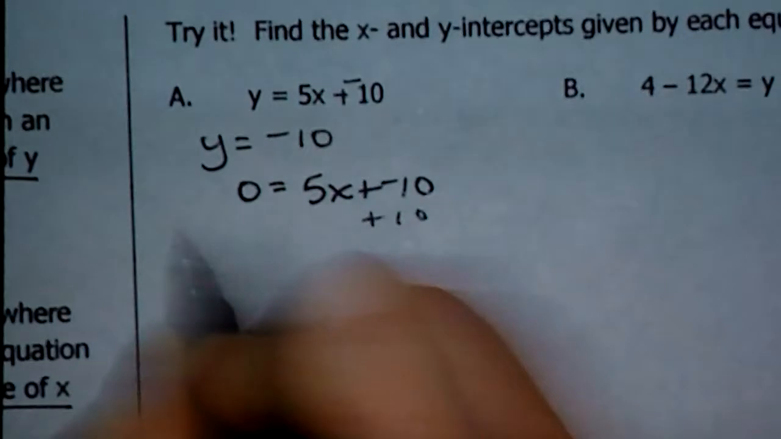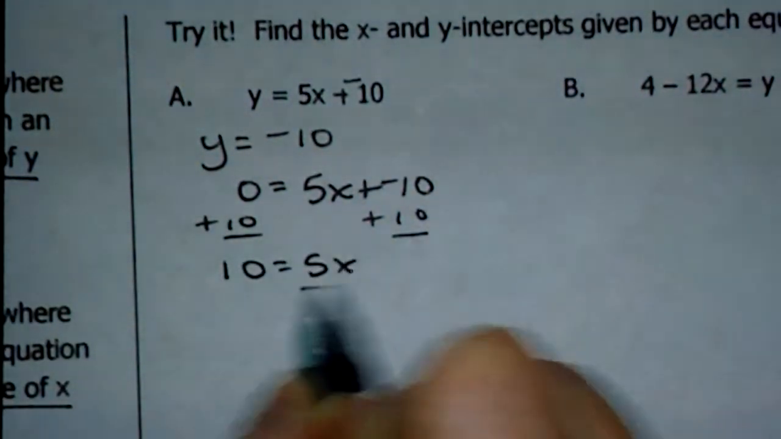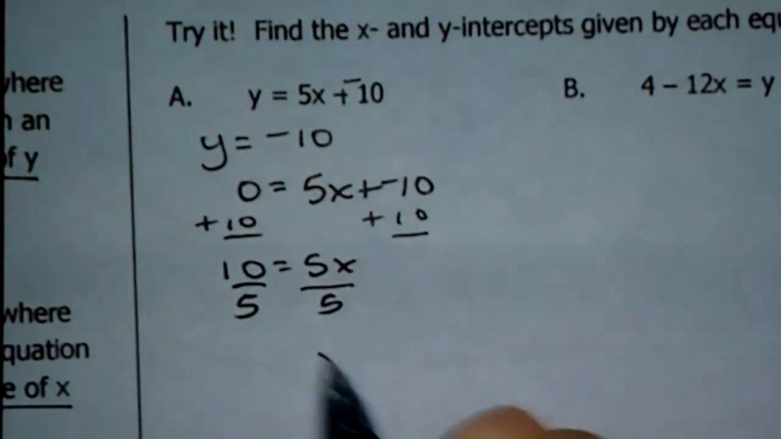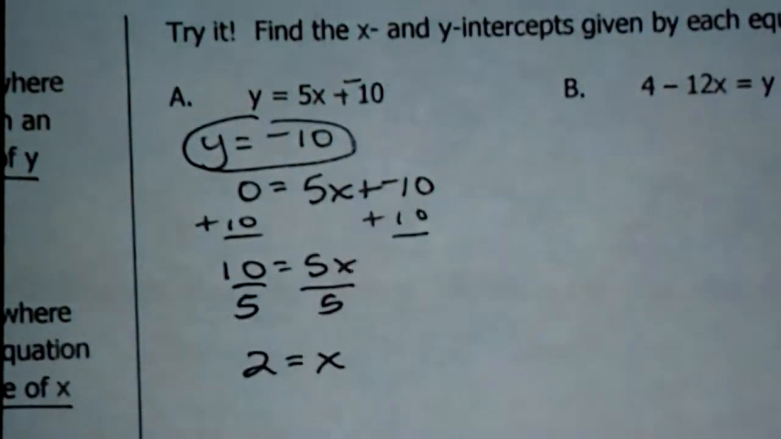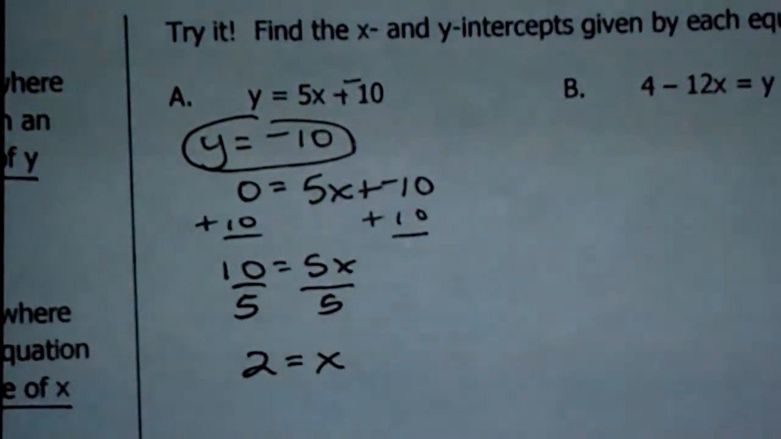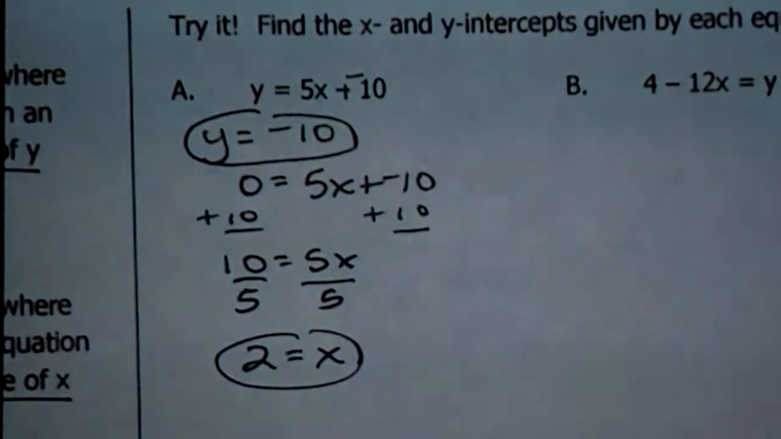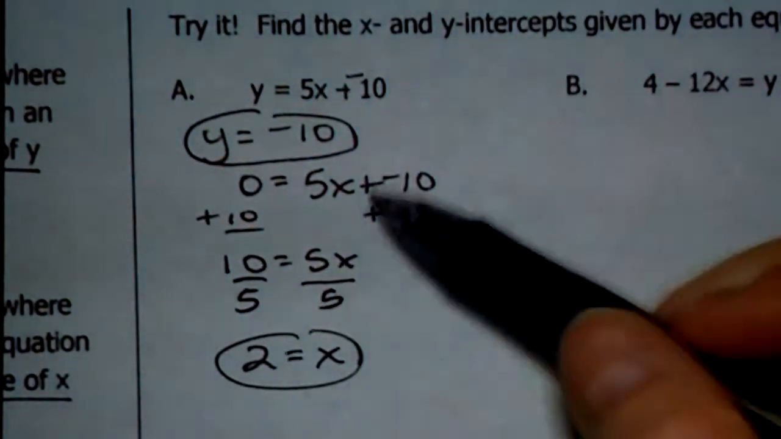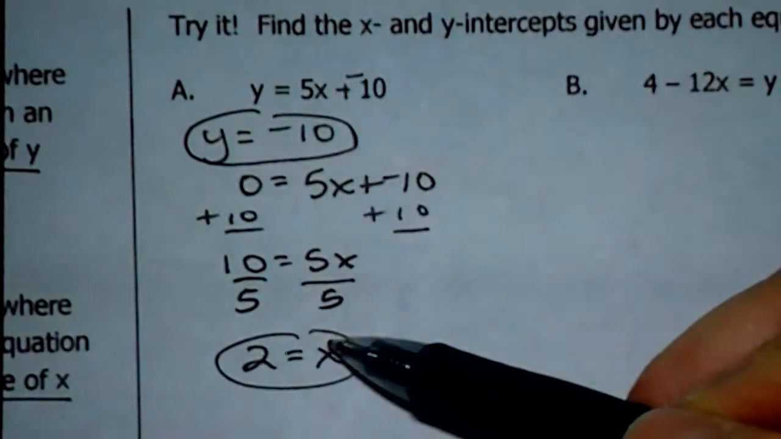So we really just have a nice little two-step equation here. 10 would equal 5x. We would divide by 5. And our x would equal 2. So our y-intercept would be negative 10, and our x-intercept would be a positive 2. And that would be another way to graph this if you wanted. You could plot the negative 10 on the y-axis, and you could plot 2 on the x-axis and connect them with a line.